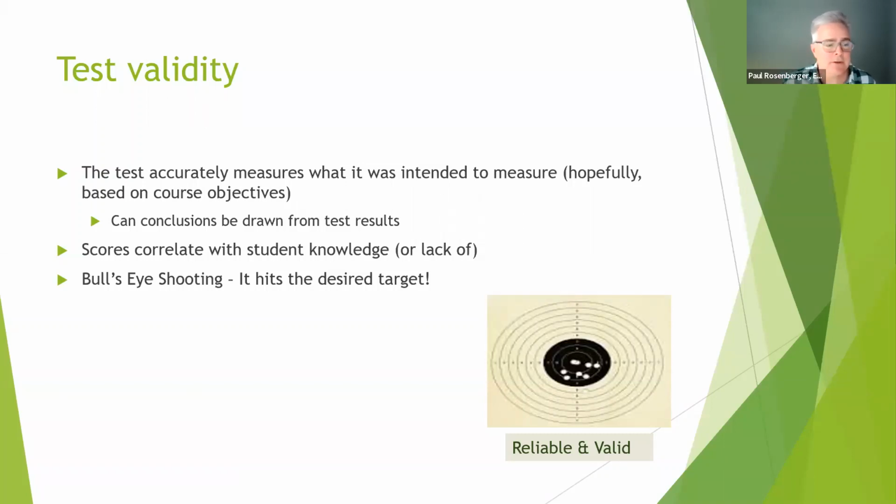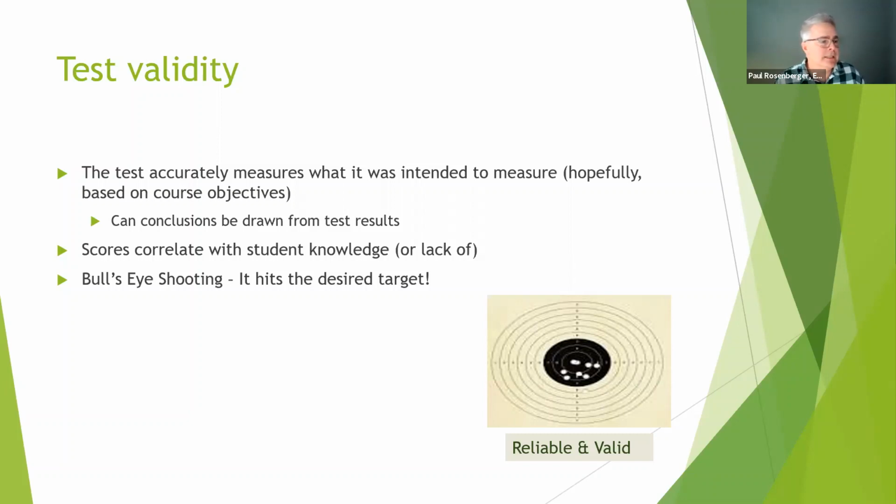We're reliable because all those shots are in the target zone, and they are valid because we are hitting the target. And so this is what we want our exams to be. We want them to be reliable, so there's consistency between the examinations, and we want them to be valid, meaning that they're measuring the concepts that we really want them to measure. And so when we hit the bullseye here with our tests, then they are reliable and valid.